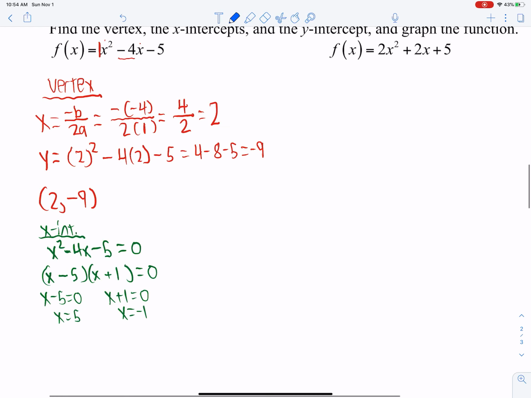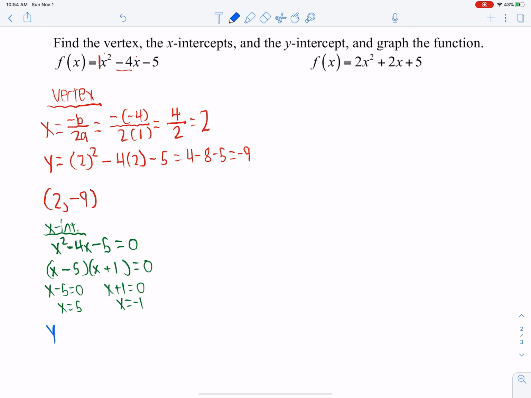And last, let's do the y-intercept. Well, the y-intercept is just the constant term. And since it's a -5, our y-intercept is -5. And remember, y-intercept goes on the y-axis.